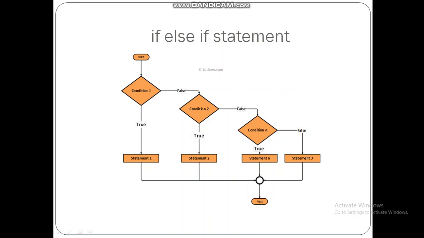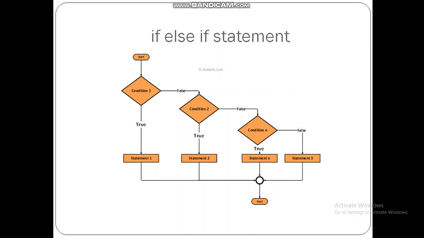So here you see, first we are going to check condition 1. If it is true, we are going to execute this statement. Suppose this condition 1 is false, then we are going to check condition 2. If it is true, we are going to execute statement 2. Again, if this is also false, we are going to check the next condition, and if it is true, we are going to execute it, otherwise we are going to go to the next condition.